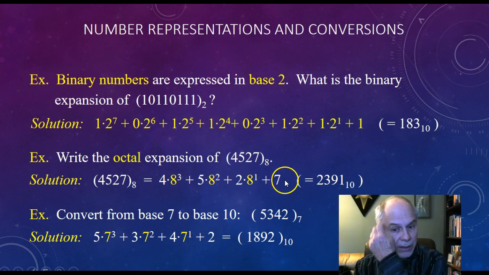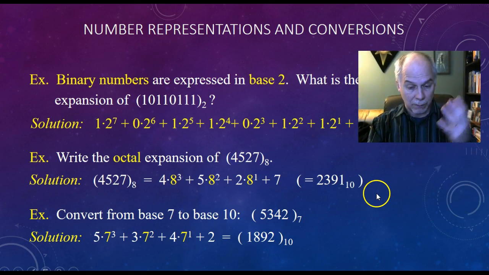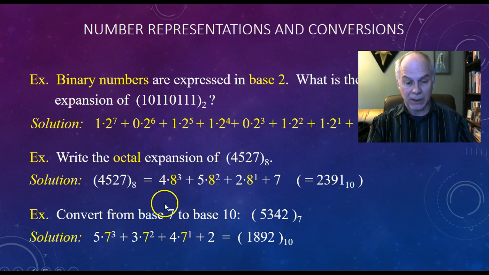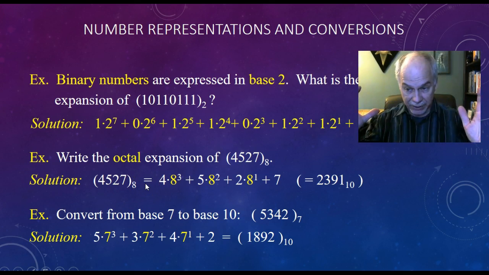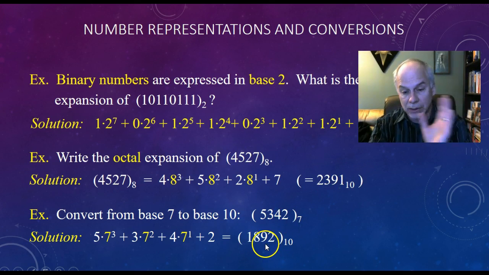Now, if you did the math and calculated all that, 4 times 8 to the 3rd plus 5 times 8 to the 2nd plus 2 times 8 to the 1st plus 7, you would get the base 10 number 2,391 in base 10, or what we're used to. But it didn't ask for that, it just wanted you to give the expansion of it. Now, if I was to convert from base 7 to base 10, okay, then we would just do what we just did, and you want the answer to be a base 10 number.